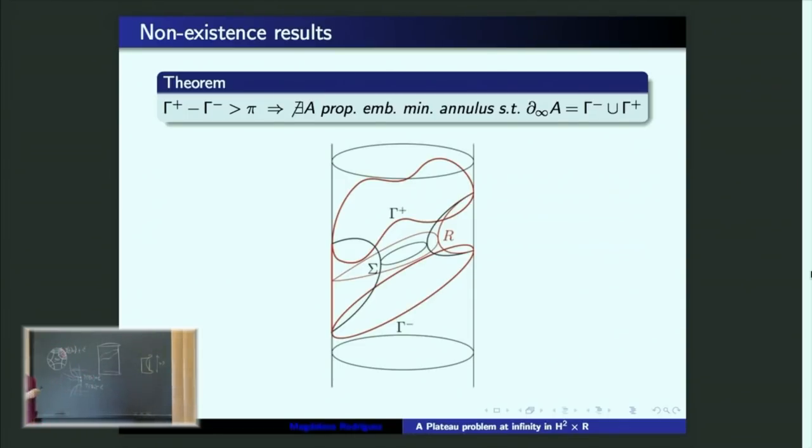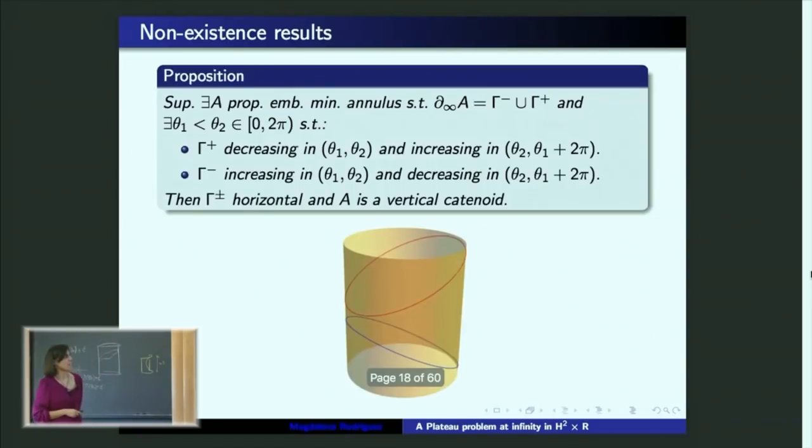Well, this is not so bad, because what it is saying is that we have to assume that they are not very far apart from one another. The distance has to be less than pi. But the next non-existence result was quite bad. What we're proving here is that if you have two Jordan curves and they are tilted apart from one another, we know, as I said before, that the neighborhoods of the ends are vertical graphs.